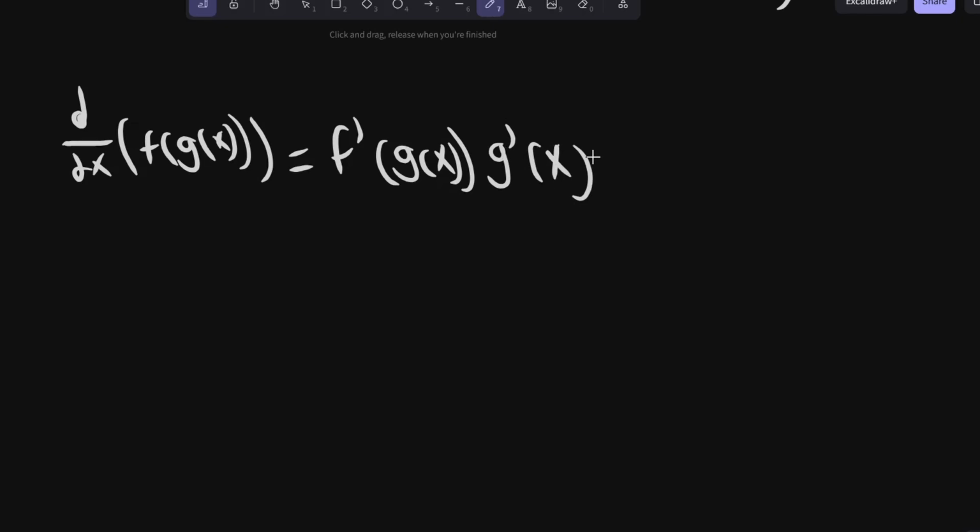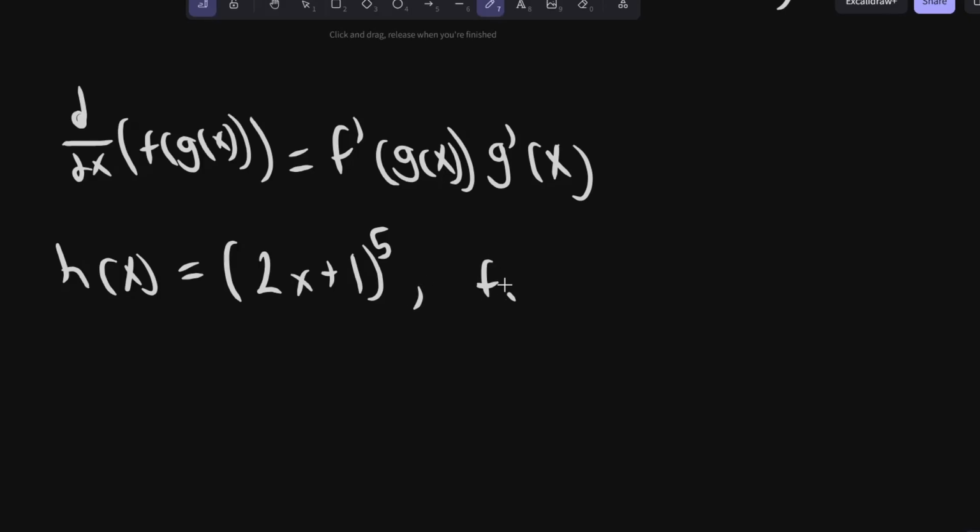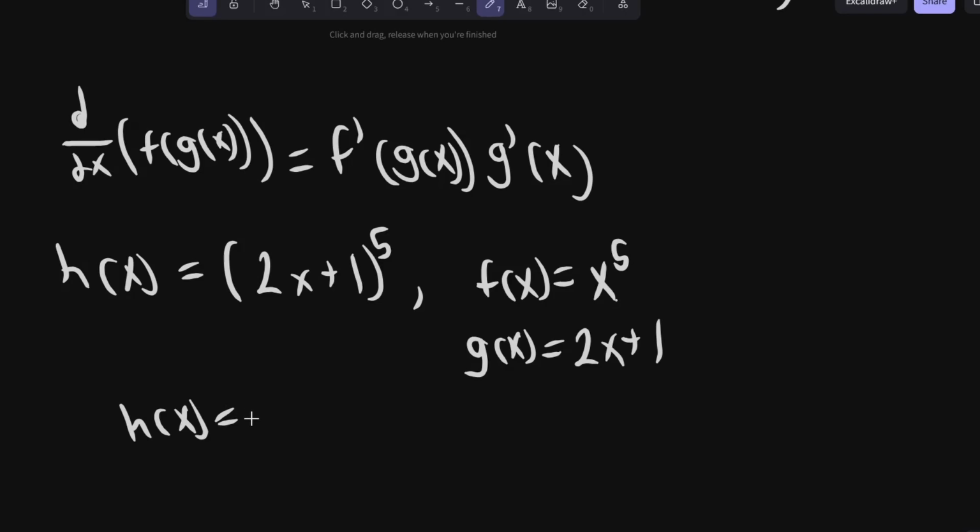So this notation is a bit confusing. What does this actually mean for taking a derivative? Well, let's consider an example. Consider h of x equals (2x plus 1) to the fifth. Then I can say f of x equals x to the fifth, g of x equals 2x plus 1. Then h of x is f of g of x.